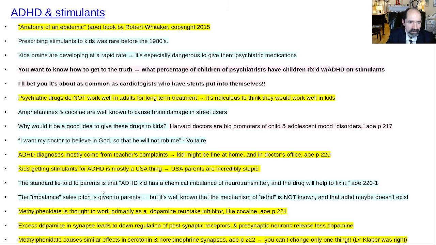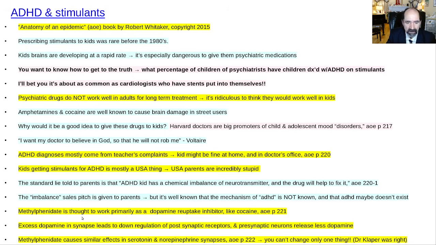The standard lie told to parents is that ADHD is caused by a chemical imbalance of a neurotransmitter and the drug will help to fix it. But that's not true, and psychiatrists know that's not true. That's often what gets told to families and parents. It's well known that this imbalance sales pitch is bogus.